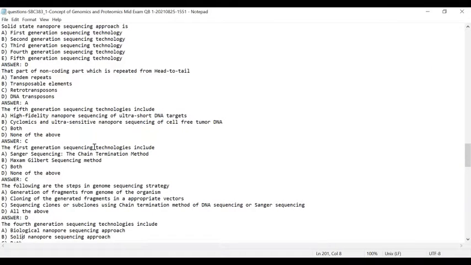Okay, Kirti. Sir. The part of the non-coding region which is repeated from head to tail, what is that? Tandem repeats, sir. Okay, tandem repeats. Correct answer. Then what is a transposable element?